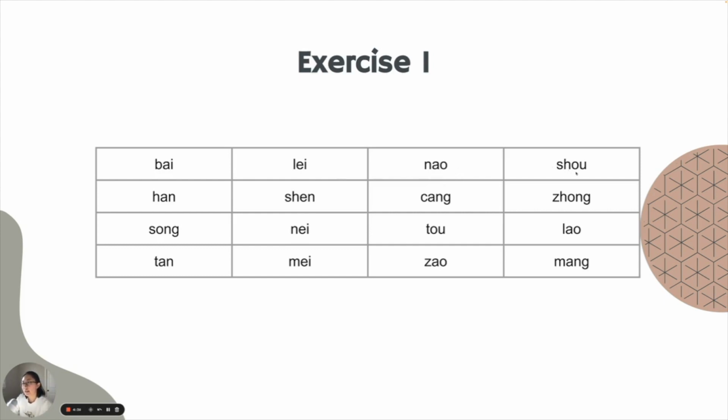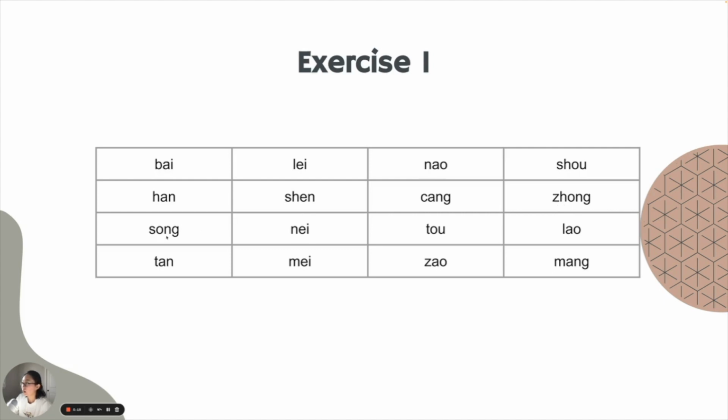And then next one, shou. Remember, ou is pronounced like the letter O, so it's 手. Third tone, 手 is hand. And the next one, han, is 汉. And then shen. Think about en pronounced like en, so it's 神. In Chinese, 什么 means what. And the next one, think about the ang pronounced like ang, and then you put the c in front, so it's 藏. And the next one, think about the ong, and then you put zh in front, so it's 中.